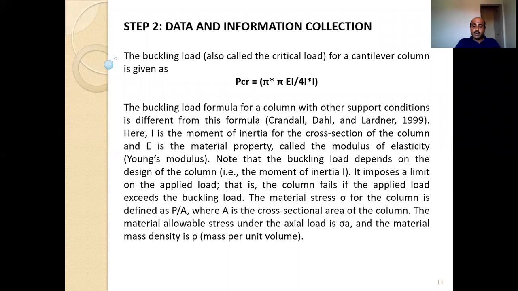The material stress sigma for the column is defined as P by A, where A is the cross-sectional area of the column. The material allowable stress under the axial load is sigma_a, and the material density is rho. So these are all the data and information you are supposed to obtain from anywhere, such as textbooks. You can easily note down the buckling load formulae, the different material properties that need to be obtained, and the required formulae for calculating many things.